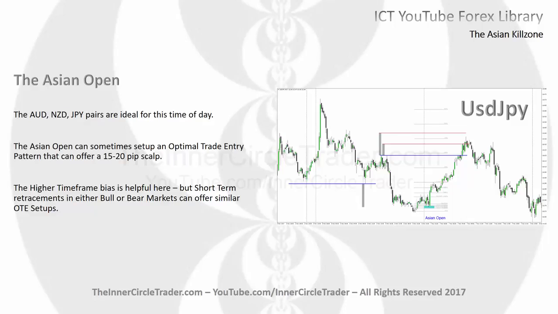There are a lot of details that go into this time frame, but you're going to find that if you are looking for trades in this time of day, these pairs, the Aussie, New Zealand dollar, and Japanese yen, tend to do very well. As you can see here in this example to the right, the Asian Open is delineated here.